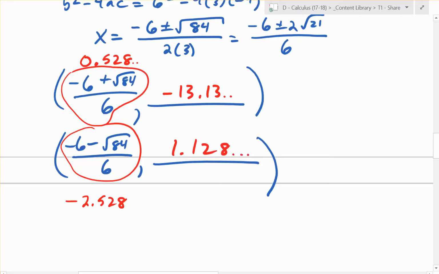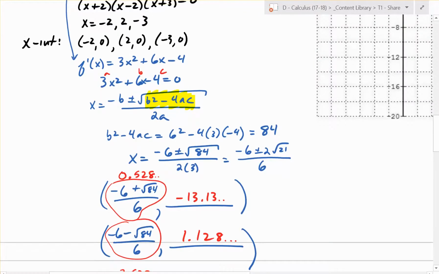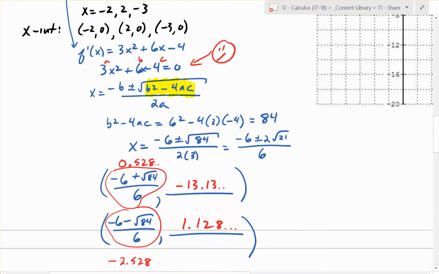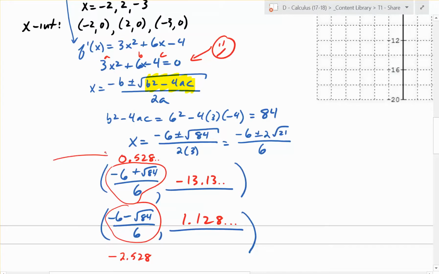So I know this process was a little harder. It would have been nice if this right here had been nicely factorable, but it's not. You have to use the quadratic formula, and to get these decimals you need to use a calculator. You're going to have to use a calculator.